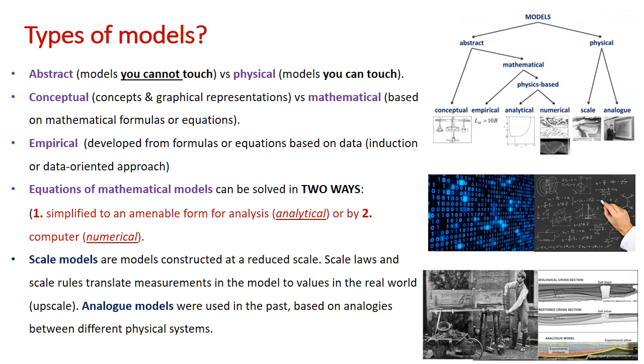Or it can be analog models, and analog models were basically used in the past, for example, to study the interaction in a geological formation. So what they do is they try to mimic the geological formation in a box, and then they can study all of these interactions.